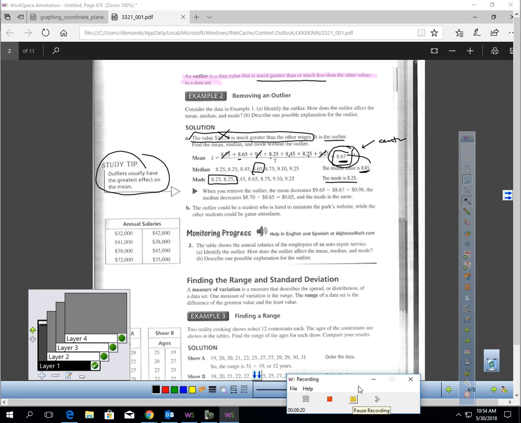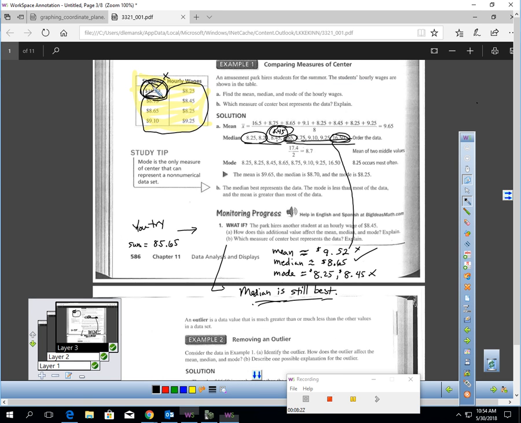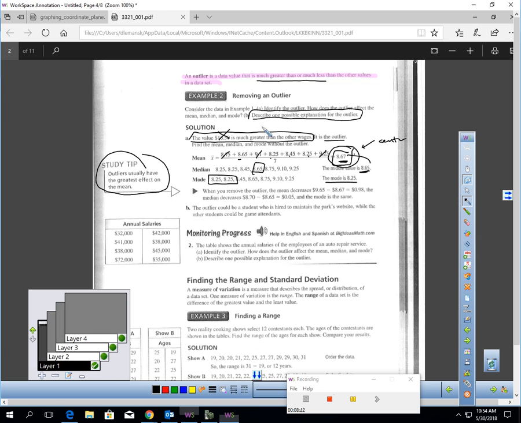Now they ask us, describe one possible explanation for the outlier. Well, these are all students working at the amusement park. Maybe this person was in charge of all of these other people. So this person could have been like a manager in a way, where these people just were the workers. So that would make sense. A manager should get more than the workers. All right, so that could be a possible reason why we had an outlier in that data.